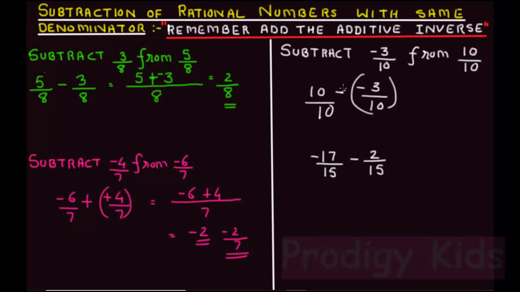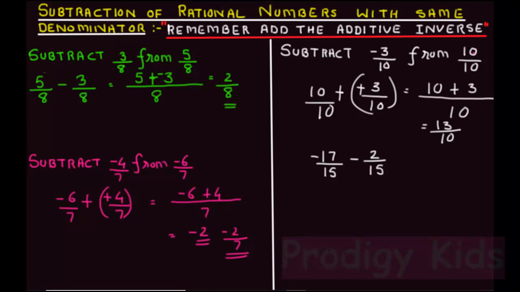So, as usual, in subtraction, we add the additive inverse. The additive inverse of negative 3 by 10 is positive 3 by 10. So the denominator remains the same. Look at the numerator. 10 added to positive 3, we get 13 by 10. Now let's work on this one, the fourth sum.